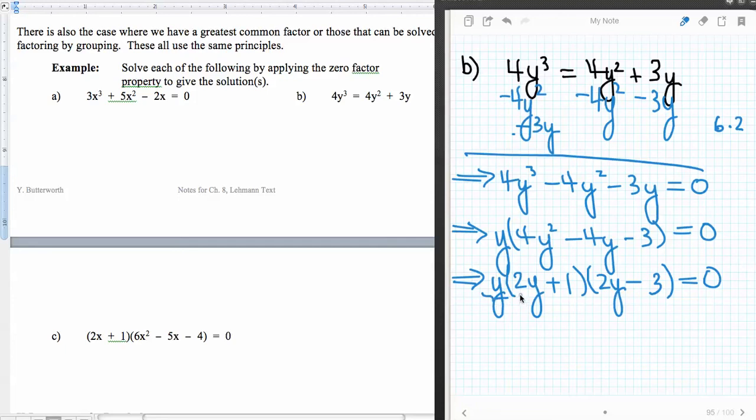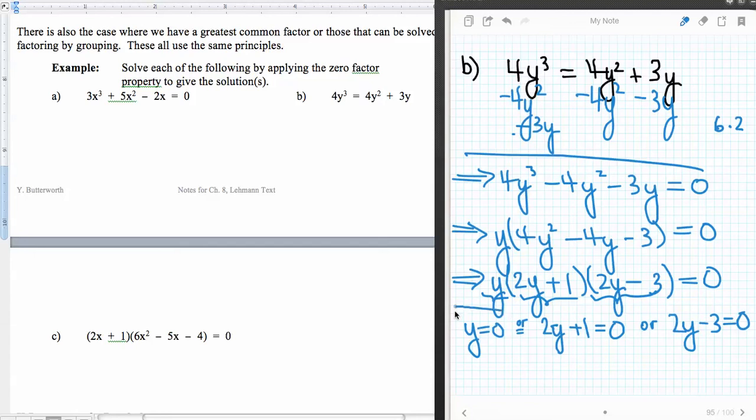Now I have 1, 2, 3 factors that contain a variable, and I will set every single one of those factors, or excuse me, not 0, why do I keep saying that? Every single one of those factors that contain a variable, I'm going to set them equal to 0. And so that's y is equal to 0, and it's 2y plus 1 is equal to 0. And then also we have 2y minus 3 is equal to 0.